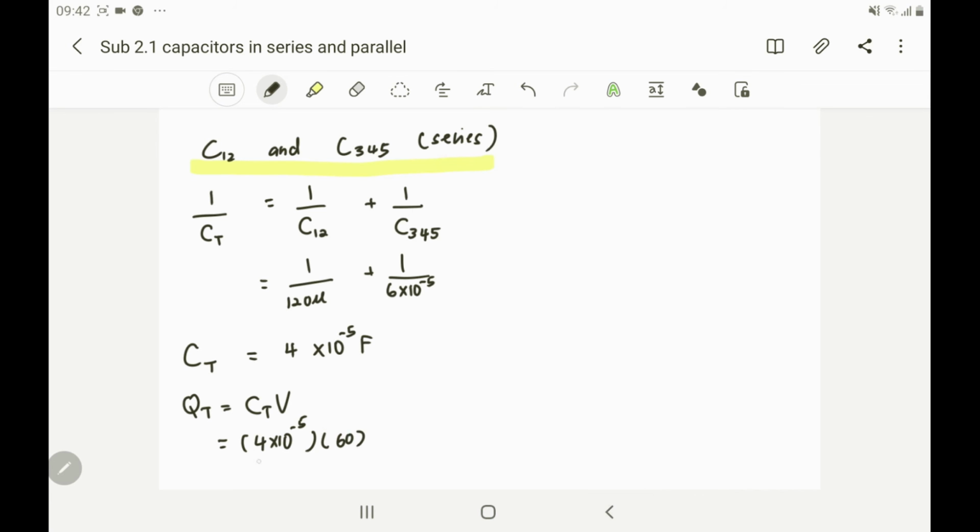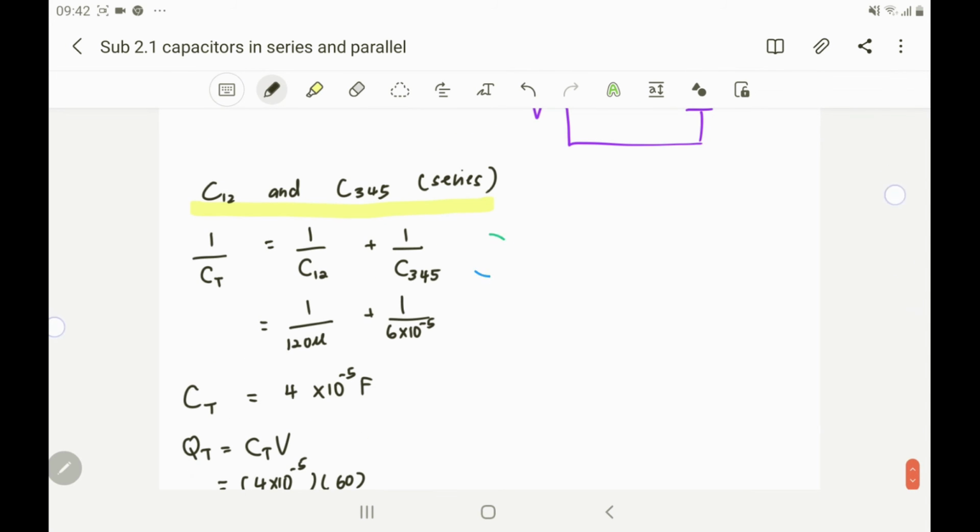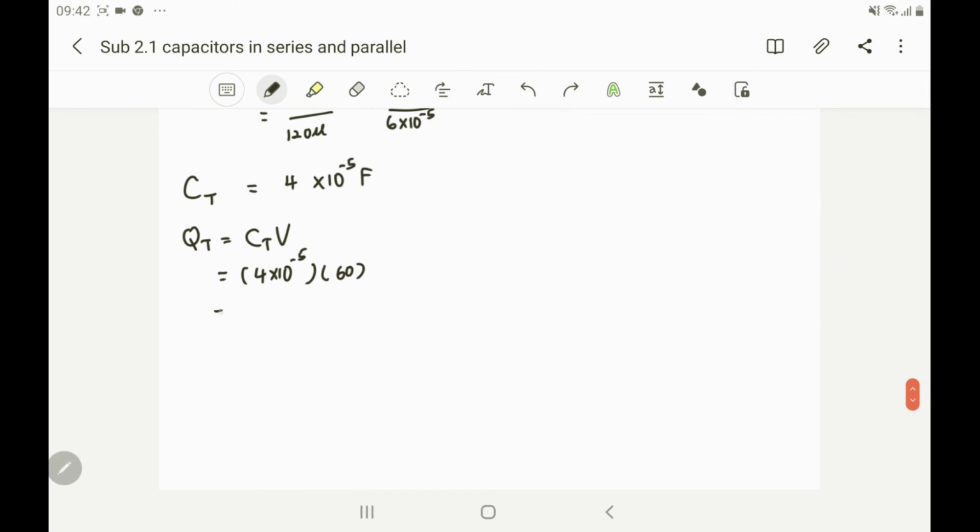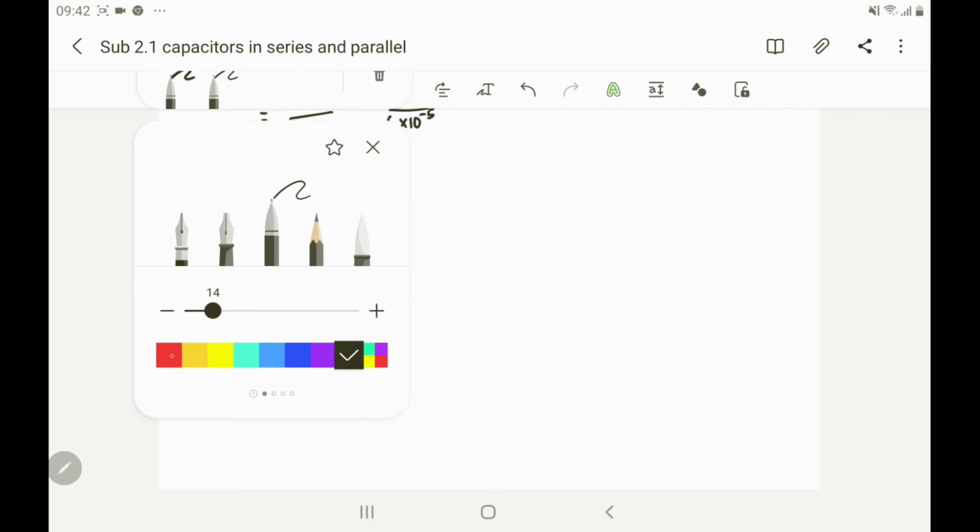Alright, so it's equal to 2.4 exponent negative 3 coulomb. Okay, so this is Q total. Alright, so you must look at your circuit.